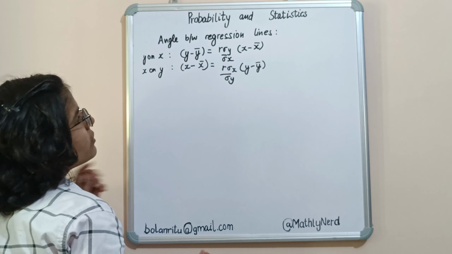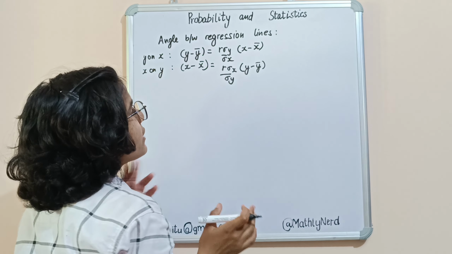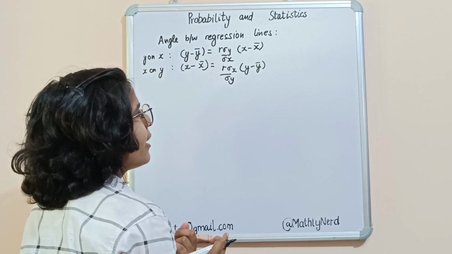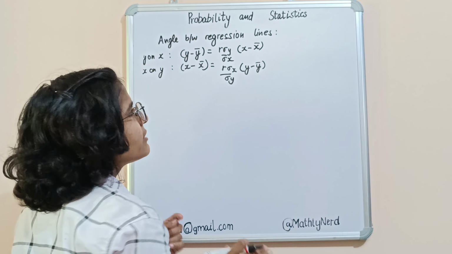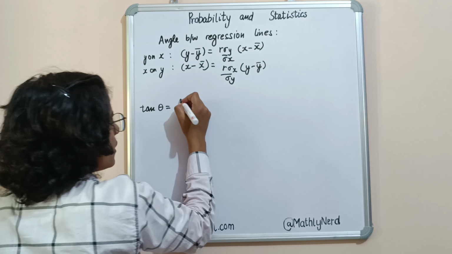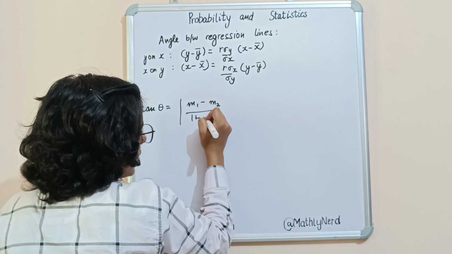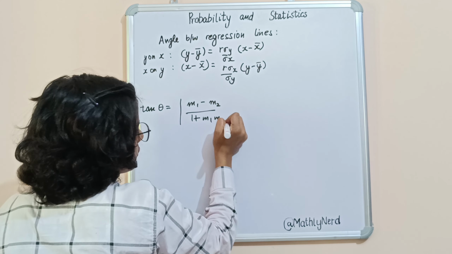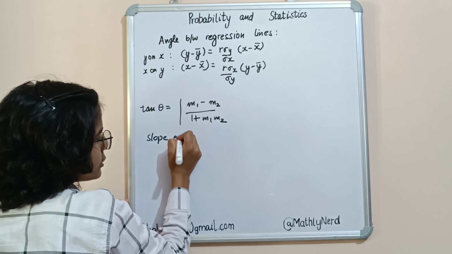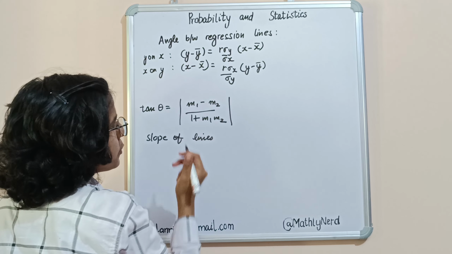Now we will change the second line in terms of y so that we can find out the slope of the lines, because slope of the lines is the main ingredient to calculate the angle between lines. And we know tan theta equals m1 minus m2 by 1 plus m1 m2, where m1 and m2 are slopes of both the lines. Now we have to calculate m1 and m2.